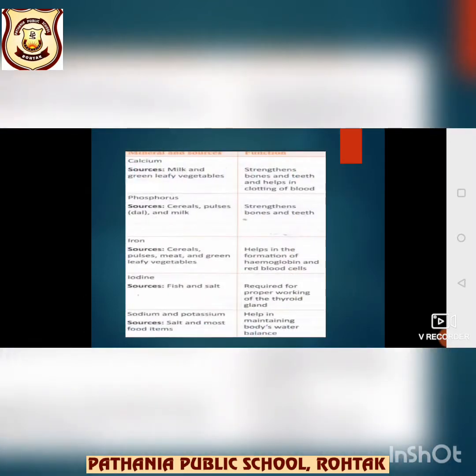These are some of the minerals and their functions. Calcium: you can find calcium in milk and green leafy vegetables. What are the functions of calcium? It strengthens the bones and teeth and helps in clotting of blood. Next is phosphorus. The sources of phosphorus are cereals, pulses, that is dal, and milk. The function of phosphorus is that it strengthens bones and teeth. Next, iron. Iron sources: cereals, pulses, meat and green leafy vegetables. And what is the function of iron? It helps in the formation of hemoglobin and red blood cells.